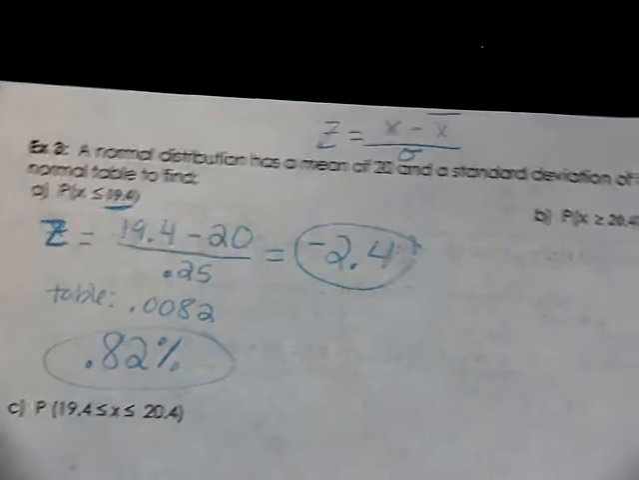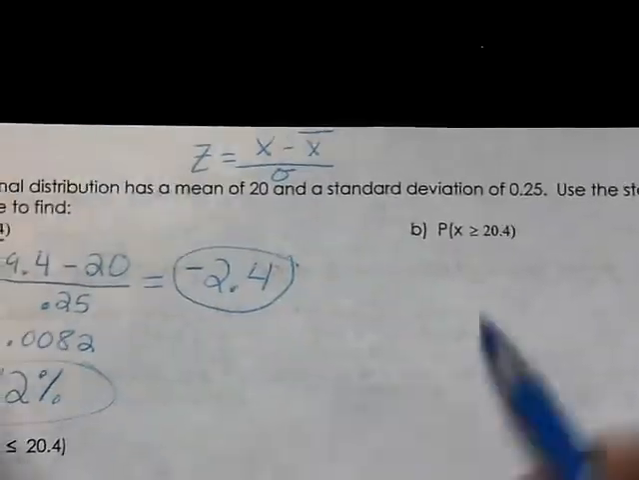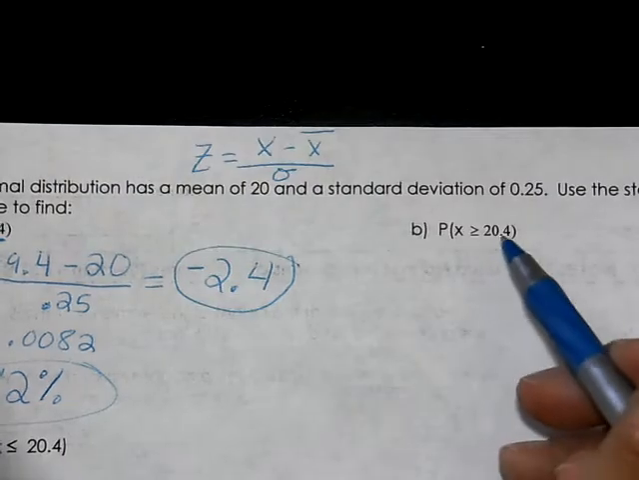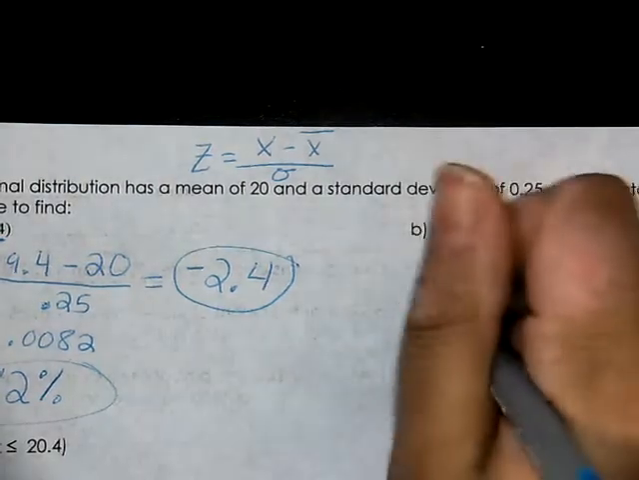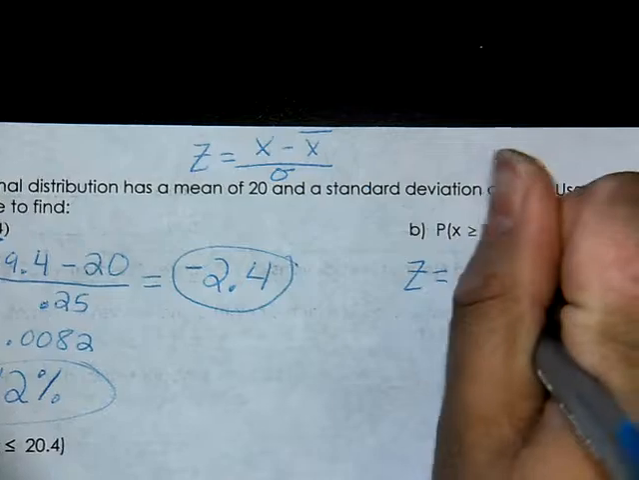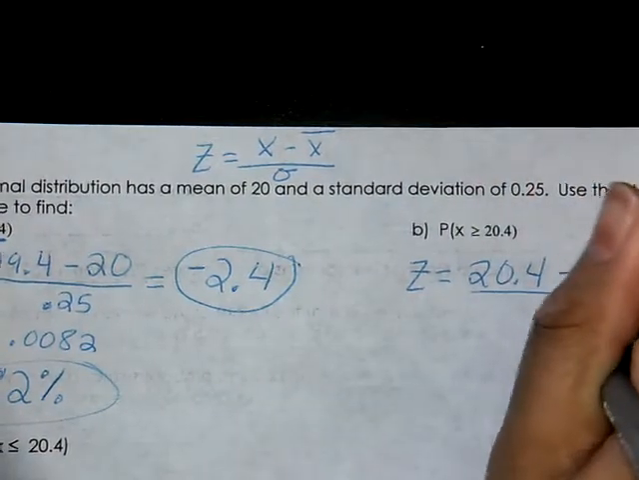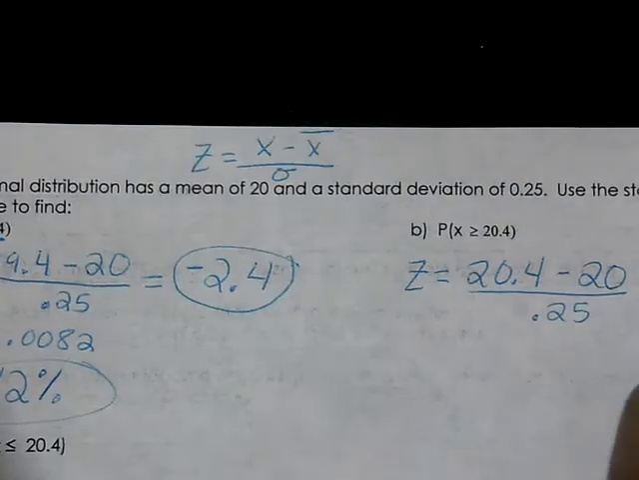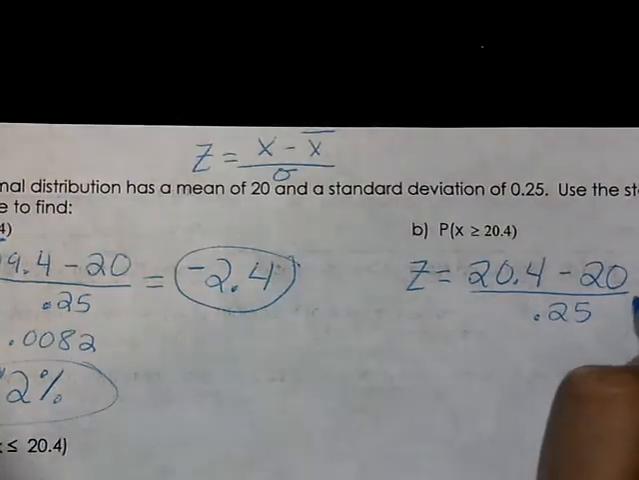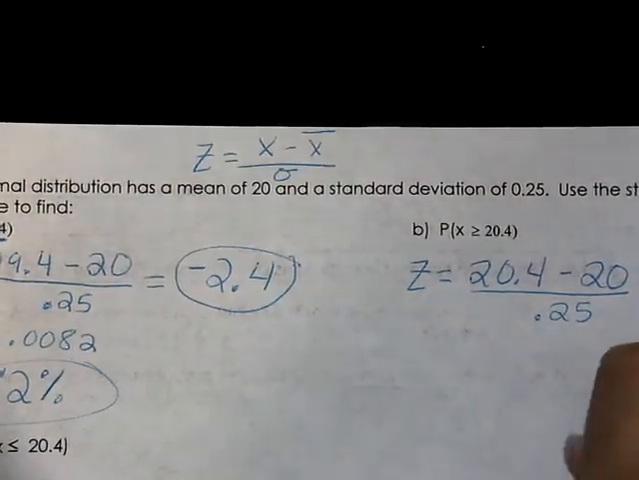Alright, same idea on the next one, except now it says greater than or equal to. So this is the one where we're going to want to subtract. So let's start with 20.4 minus 20 divided by 0.25. This one gives me 1.6, once I calculate that.